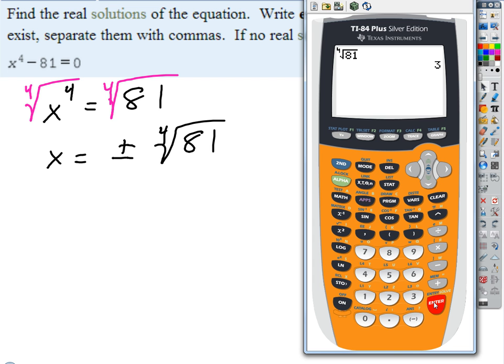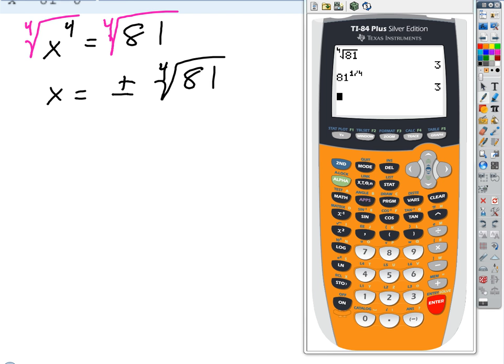Now, I got to do plus or minus, though, don't I? Right, I need the plus or minus, but I get plus or minus 3. Another way to do that would be if I take 81 to the 1/4 power. That also gives me 3. Okay. But there's even an easier way. A 4th root is really just a square root of a square root, right? So I could do something like this.